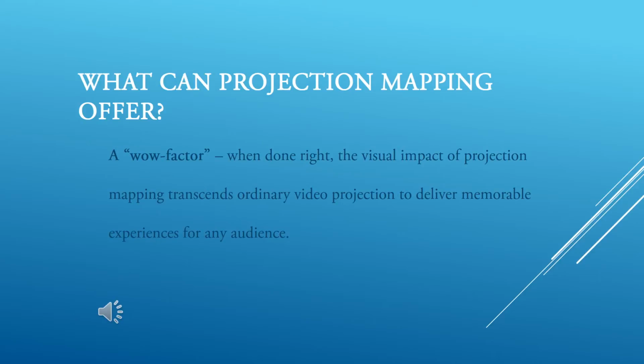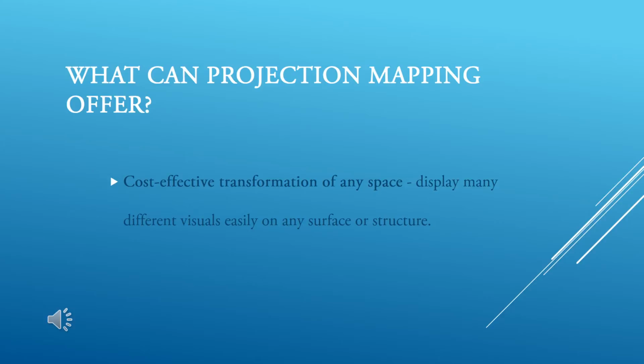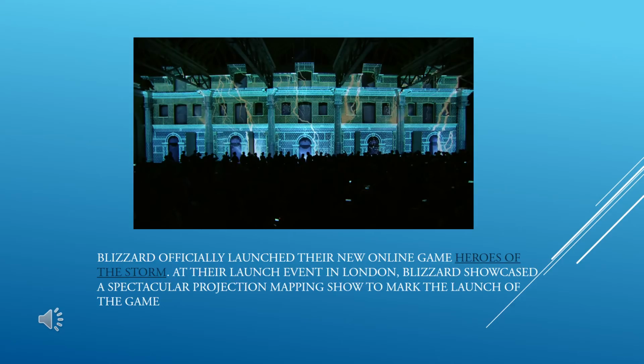This technology can offer a wow factor when done right. The visual impact of projection mapping transcends ordinary video projection to deliver memorable experiences for any audience. It is also cost-effective. It can display many different visuals easily on any surface or structure. An example of this usage is when Blizzard officially launched their new online game Heroes of the Storm. At the launch in London, Blizzard showcased a spectacular projection mapping show to market the launch of the game.